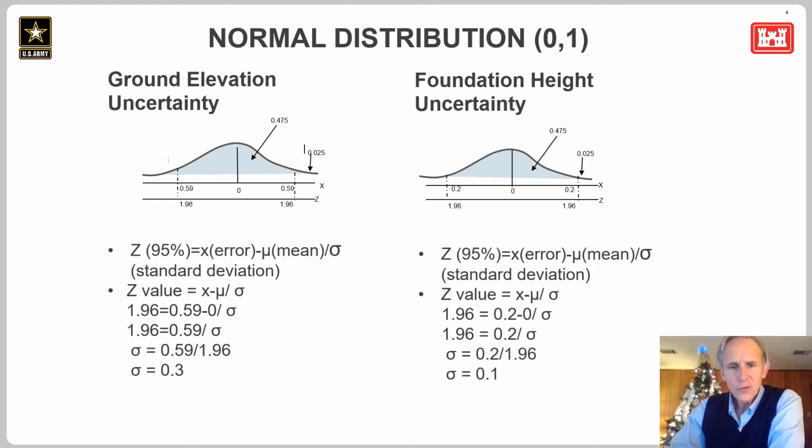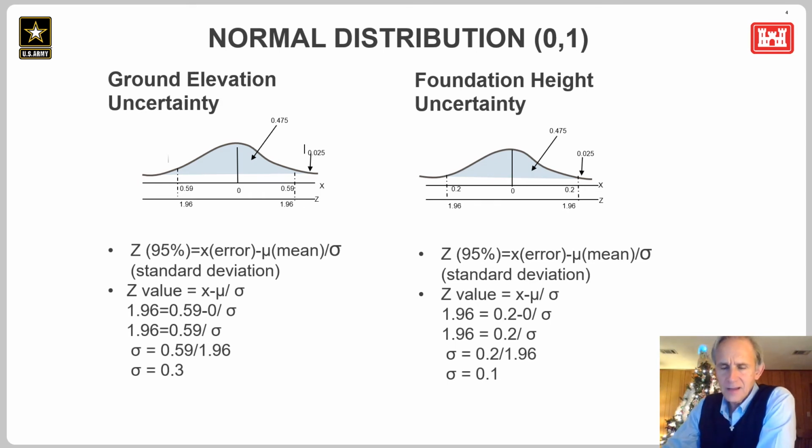So we've got 2 known values and we're missing 1 variable, so we can do a little algebra and get to the answer. The 1.96 is equal to 0.59 divided by the standard deviation. We bring the standard deviation to the other side, and we get 0.59 divided by 1.96, and you get a standard deviation of 0.3, which is exactly what was in that table. So that's how you get from the error to the standard deviation.